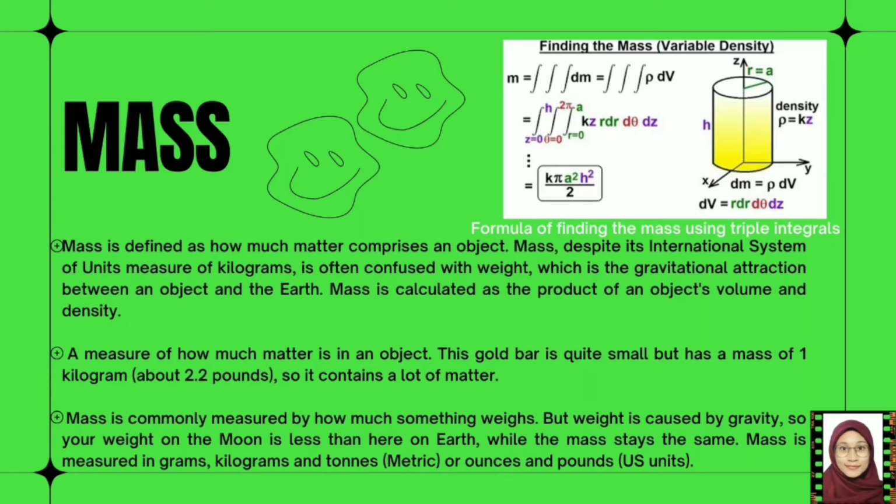The gold bar is quite small but has a mass of 1 kilogram, about 2.2 pounds, so it contains a lot of matter. Mass is commonly measured by how much something weighs, but weight is caused by gravity, so your weight on the moon is less than here on Earth, while the mass stays the same. Mass is measured in grams, kilograms, and tons in metric, or ounces and pounds in US units. So that's all from me.